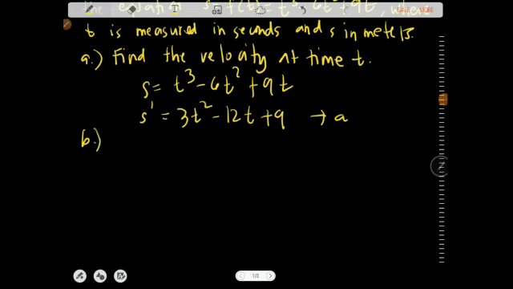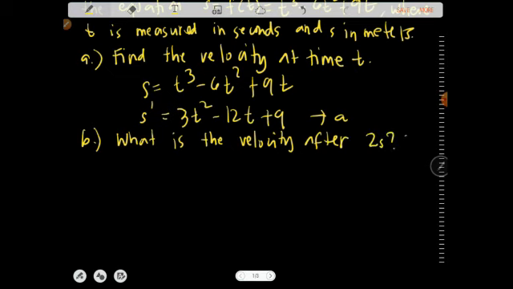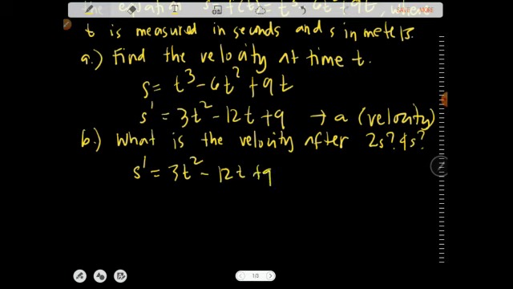Next question. What is the velocity after 2 seconds and after 4 seconds? Okay, so yun lang yung gagamitin nating equation, yung ating velocity or yung ating first derivative, that is s prime equals 3t squared minus 12t plus 9. So replace the value of t.